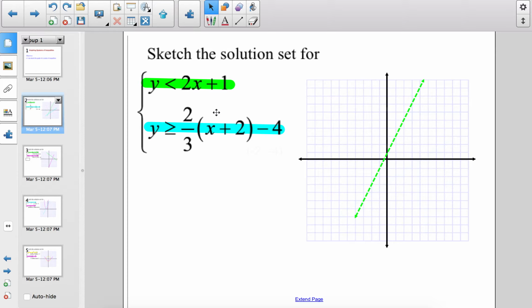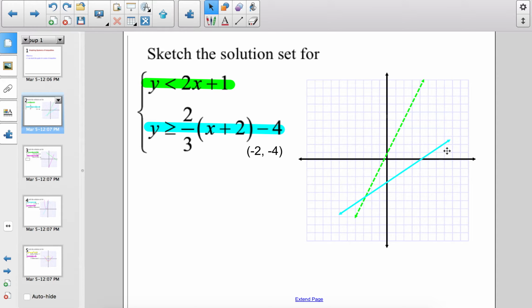All right. Next up, I have this equation. It's written a little funny. It's actually point slope form. So I know it has a slope of 2/3, and the point is going to be (-2, -4), because remember, it's always the opposite of what's in parentheses. So if I go to that point, (-2, -4), and I go up 2/3, I should get the solid line right here. So I color coordinated them for you.